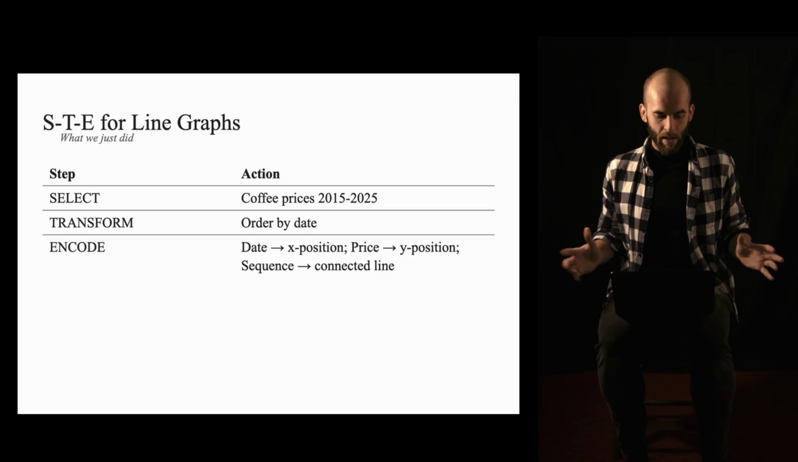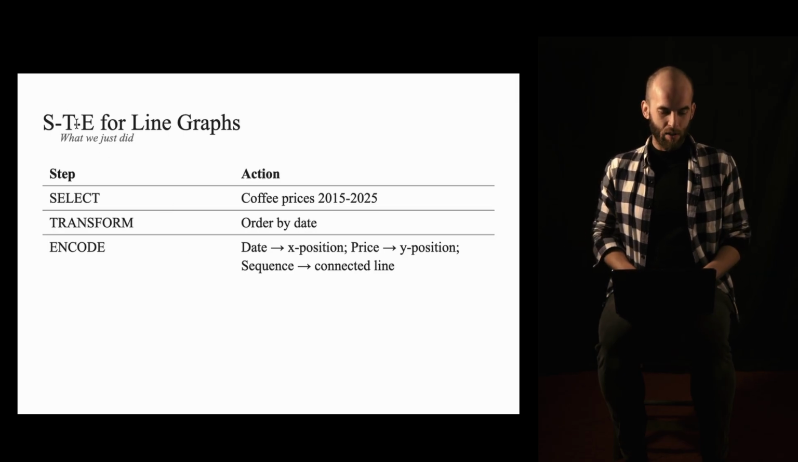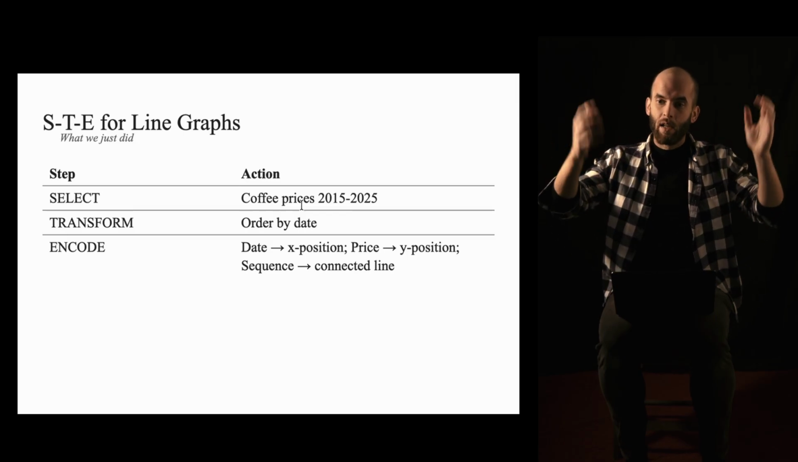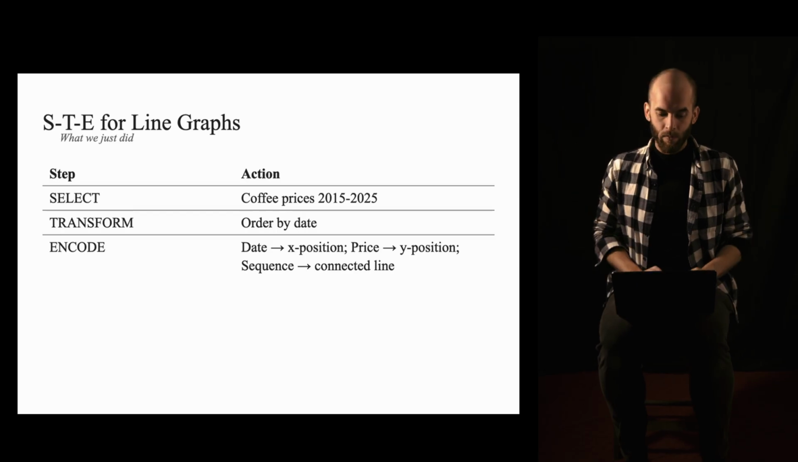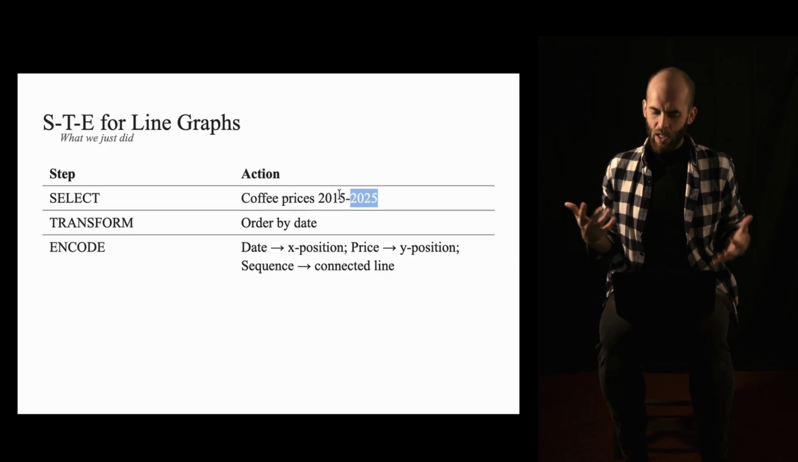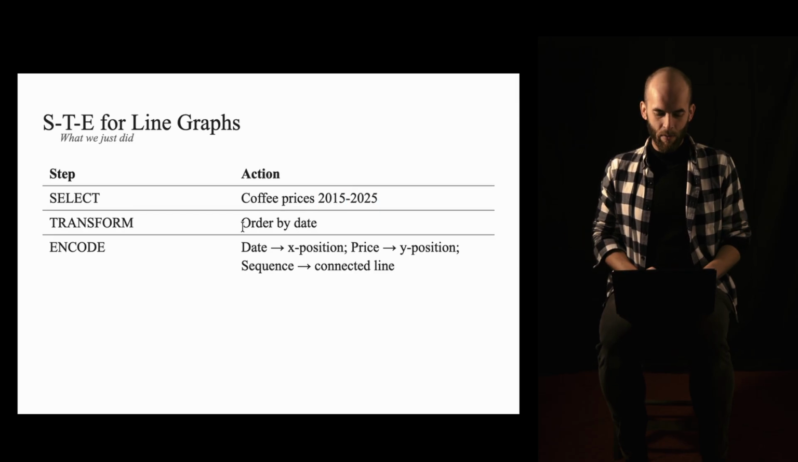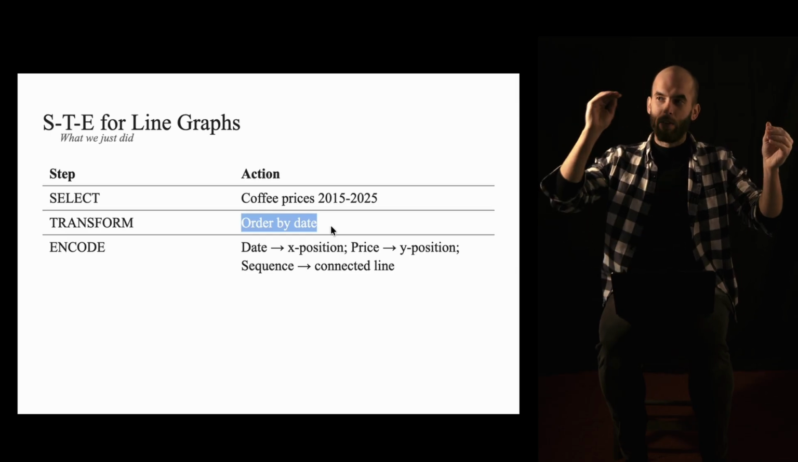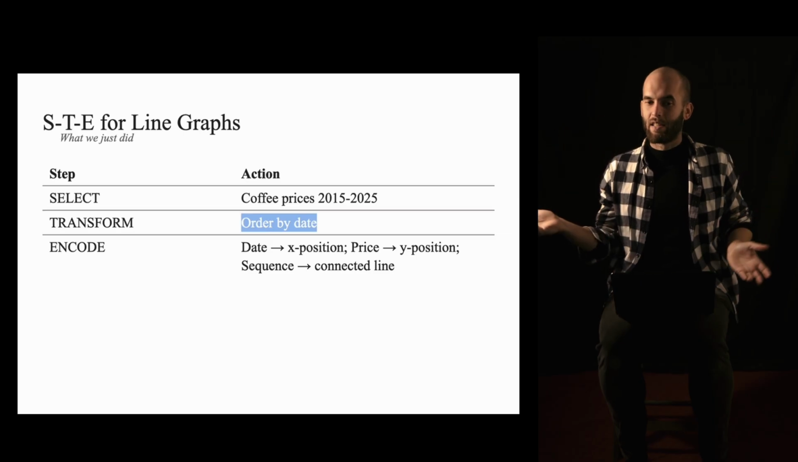Okay, so what have we done? Going back to our select, transform, encode framework, specifically for line graphs, our selection is really just looking at the coffee price interval that we're interested in. So here, I guess this should say 2000 to 2025. We're just picking the years that we're interested in. The main transformation here is just ordering the data based on its ordered index.